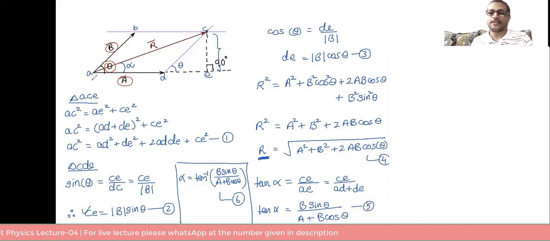Shall we proceed to subtract two vectors? We have done addition of vectors for so long. Now let us proceed to subtract two vectors. Now, again, the same process. In my classes, the approach should always be the same.